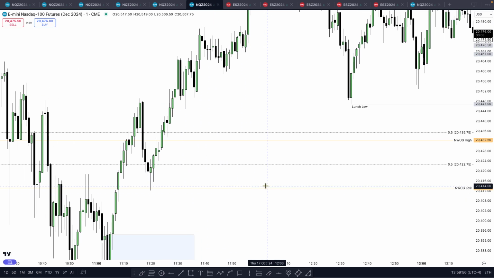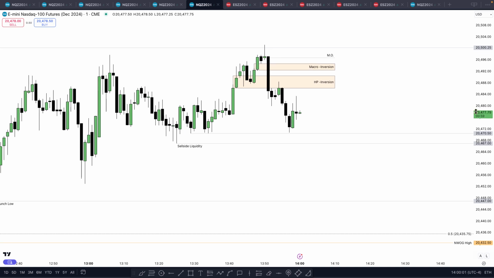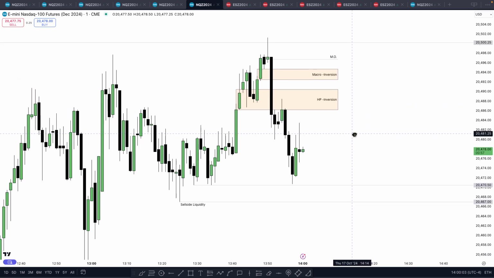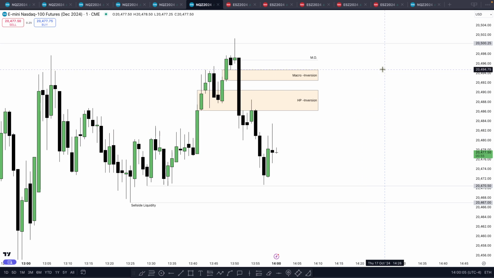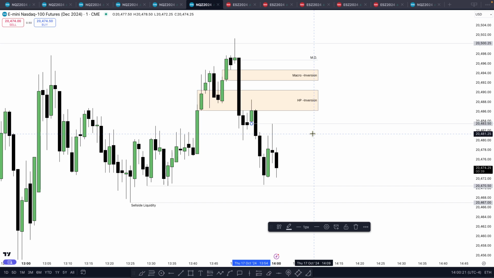So it's still important, even when you have clean moves and it's quick, to take partials or reduce risk when you can, just in case it leaves that engineered relative equal lows, or if you're at the highs, relative equal highs. Man, look at this. Right at the top there.